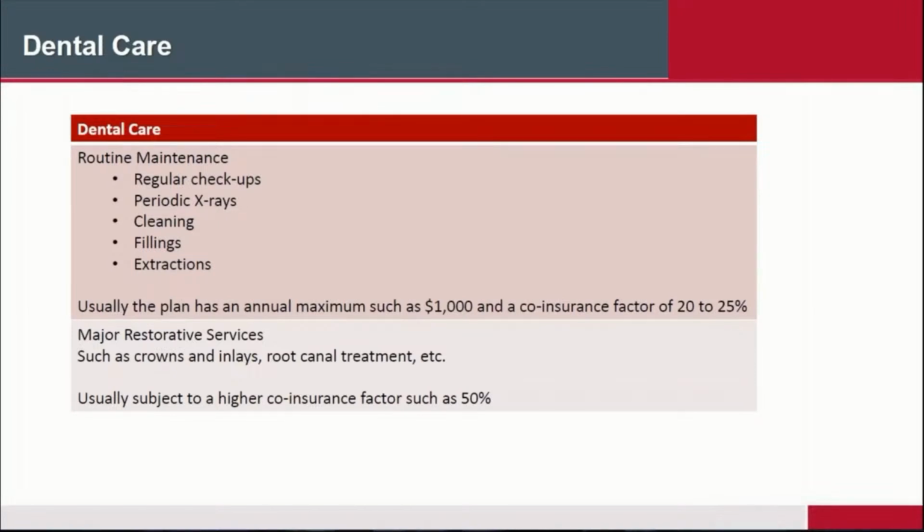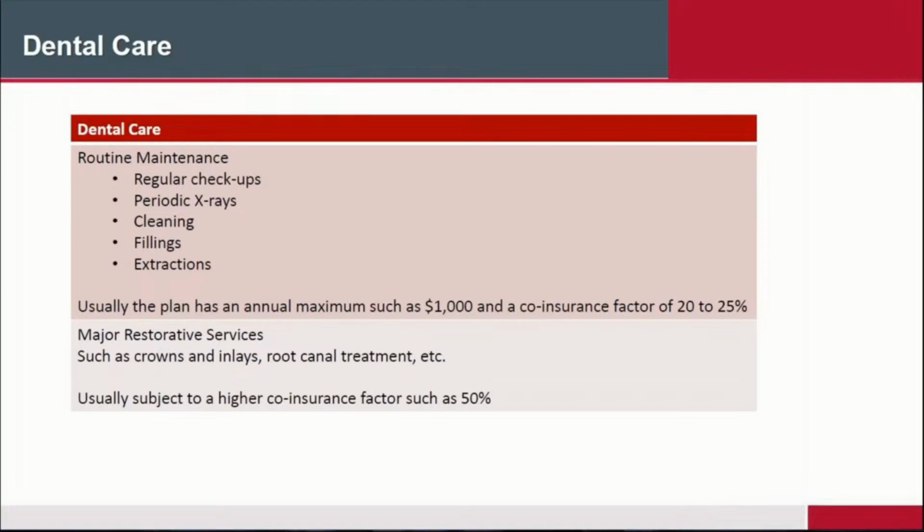Basically routine maintenance, rather. So they cover regular checkups, periodic x-rays, cleaning, fillings, extractions. And as assessed, usually the plan has an annual maximum of around $1,000, meaning it could be less than that depending on what you buy, and a co-insurance factor of 20 to 25. In other words, you pay 20 or 25, the insurance company will pay the balance. It does not cover major restoratives such as root canals, inlays, crowns.